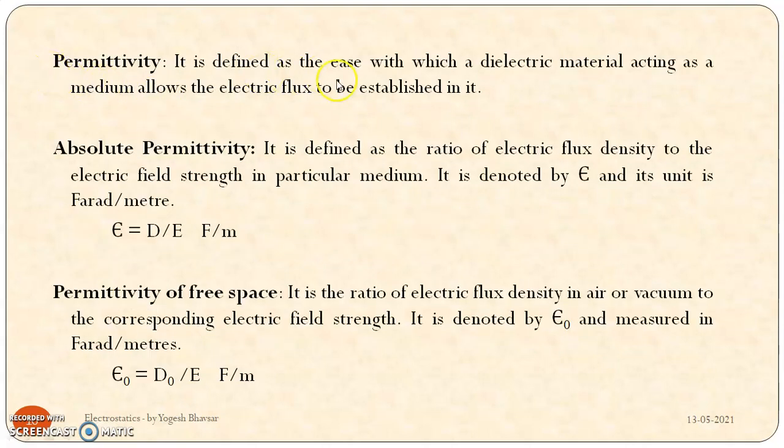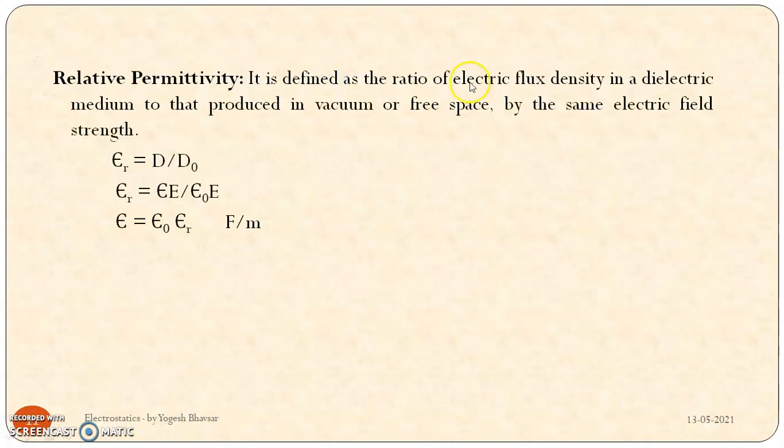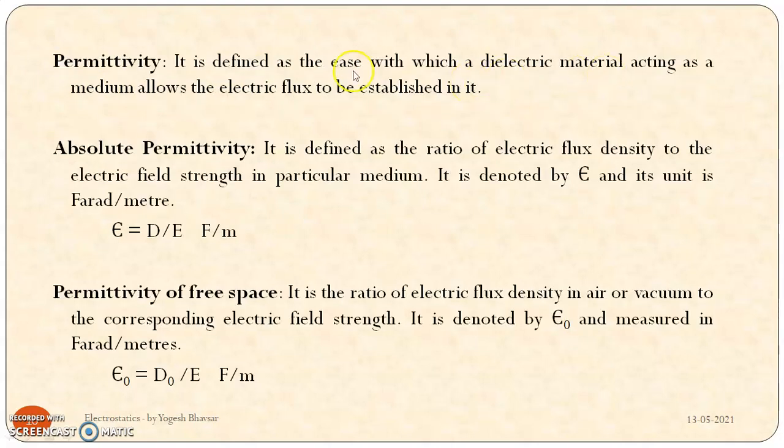Then permittivity. It is defined as the ease with which a dielectric material acting as a medium allows the electric flux to be established in it. So it will ease the electric flux to establish in that material, which is like the permeability, right? So absolute permittivity is defined as the ratio of electric flux density to the electric field strength in a particular medium, denoted by epsilon and measured in farad per meter. So epsilon is equal to D by E. It is the ratio of electric flux density to the electric field intensity.